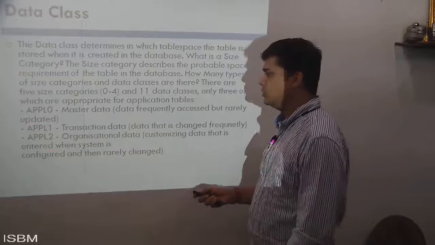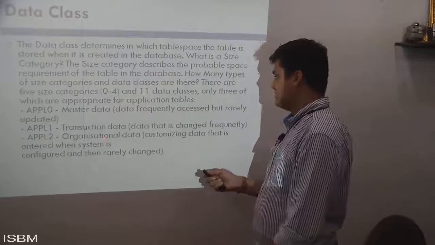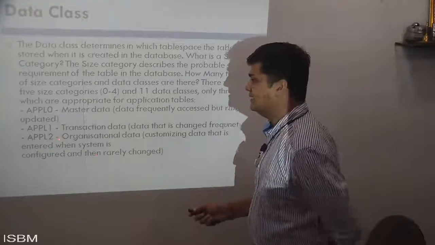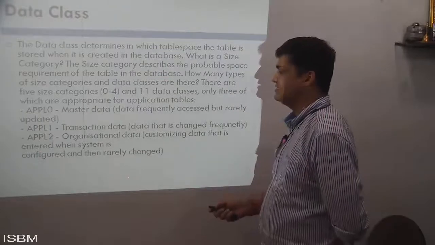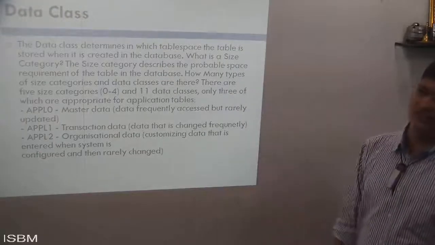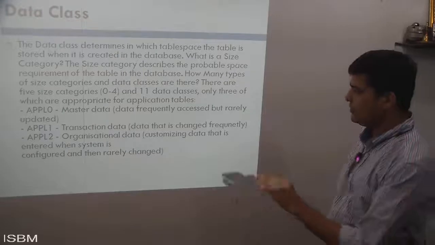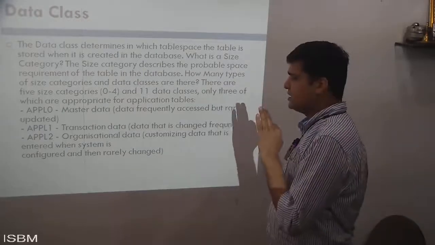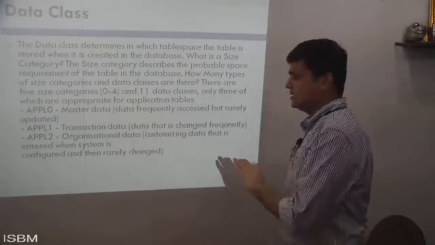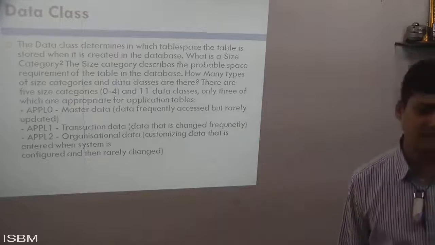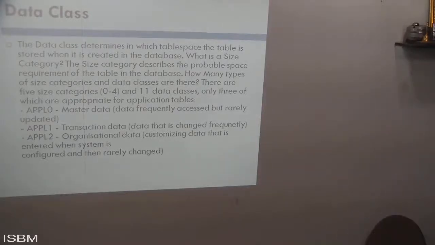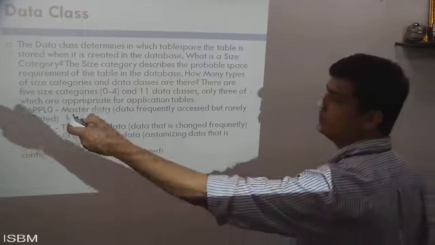Third is APPL2, organizational data: customizing data that is entered when the system is configured and rarely changed. So there are three kinds of data category: master data, transaction data, and organizational data. Do remember there are three kinds of data category. Just check this.